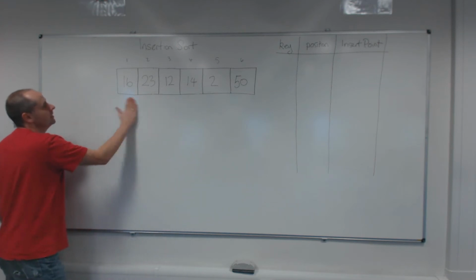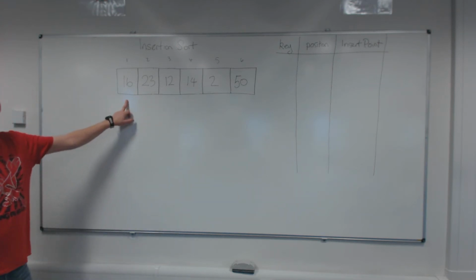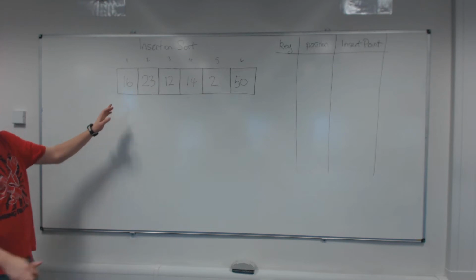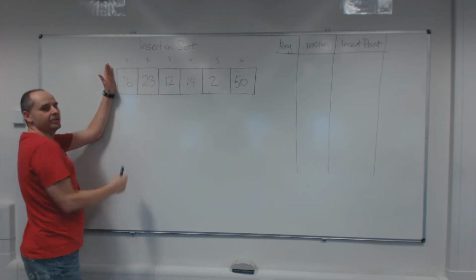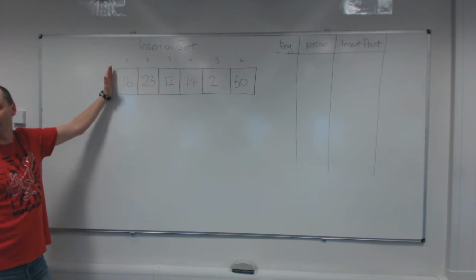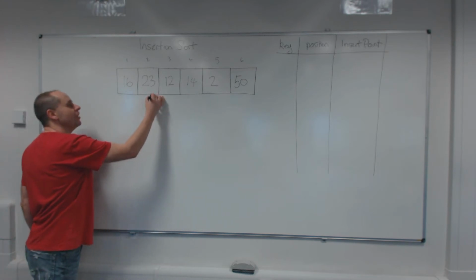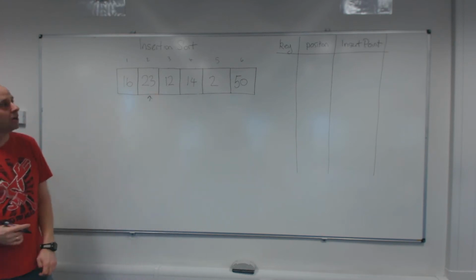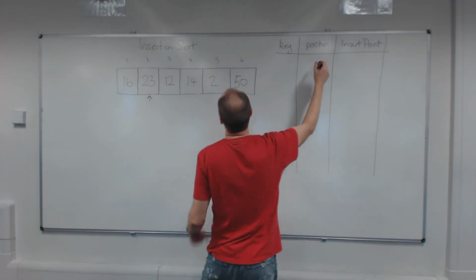Because of that, we don't actually start with the item at position 1, because you assume that if you've just got one item, it must be on its own in order. So we start at this position. Set your value for position to 2.